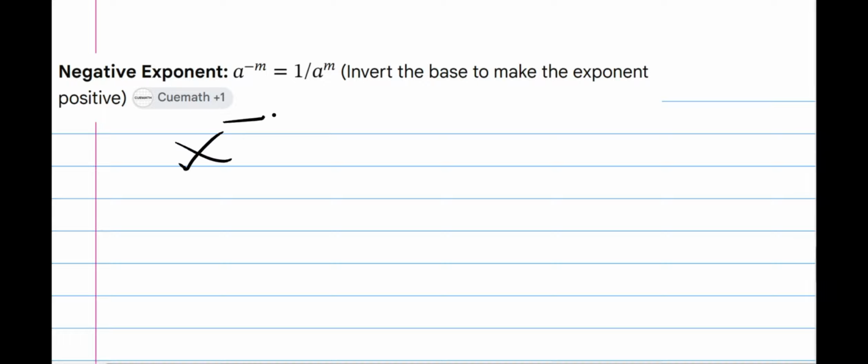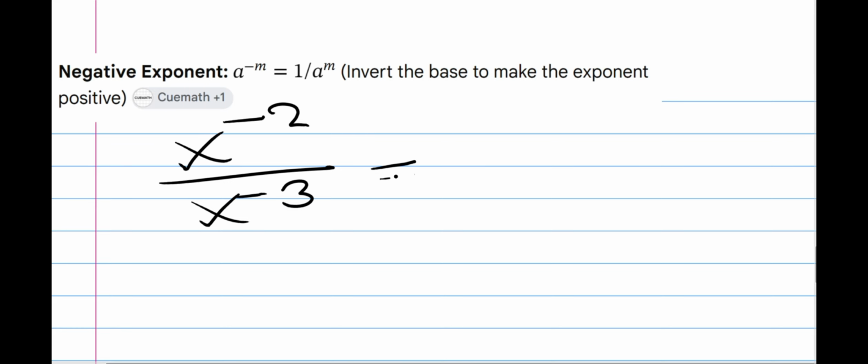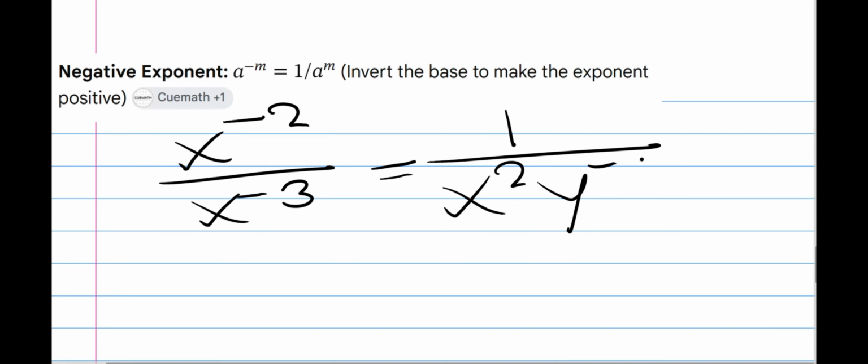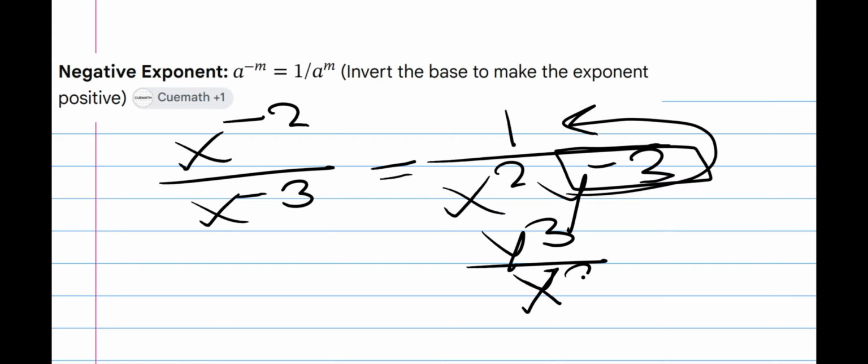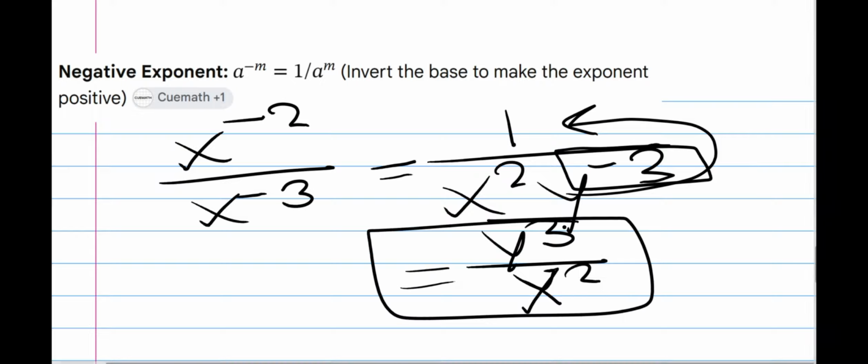Another example would be x to the power of negative 2 and y to the power of negative 3. Following the negative exponent rule, x to the power of negative 2 would go below. So that would leave us x squared and y to the negative 3. But we still have a negative exponent. So what we will do is put it on the numerator. That would give us y to the power 3 over x squared. And that's your final answer.